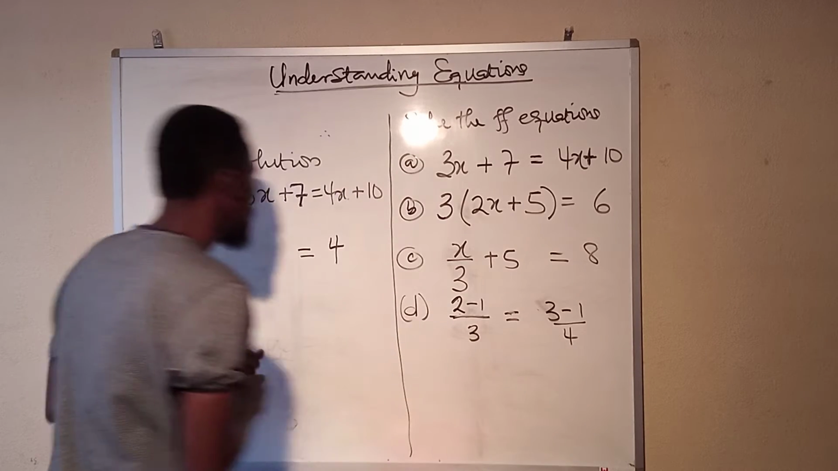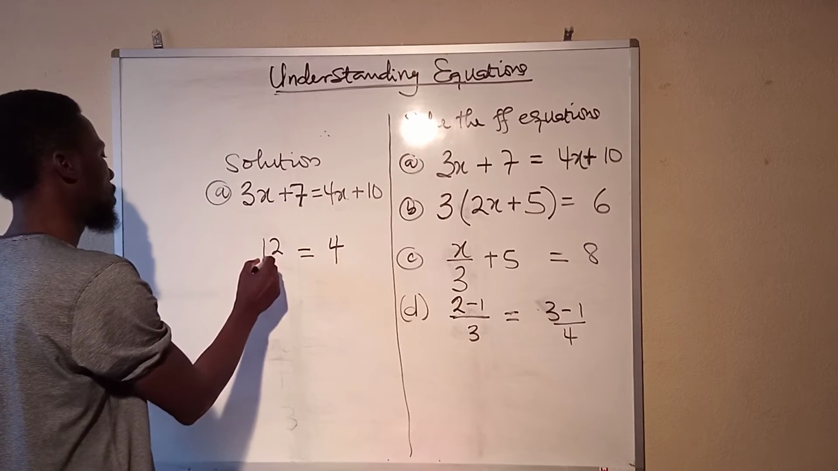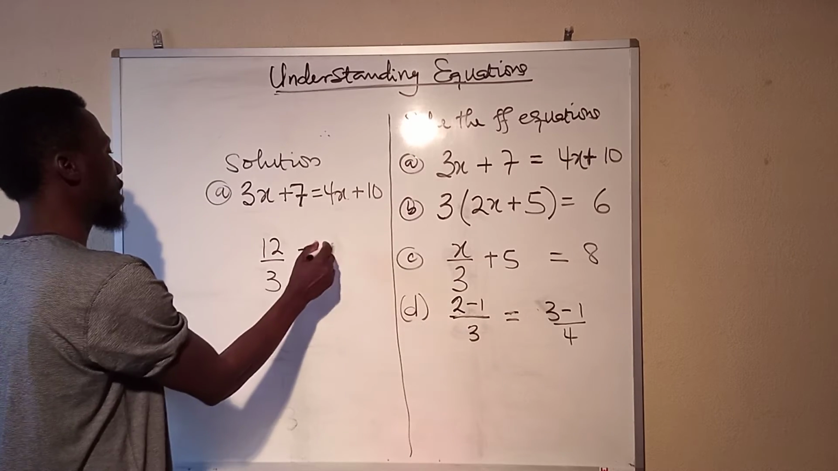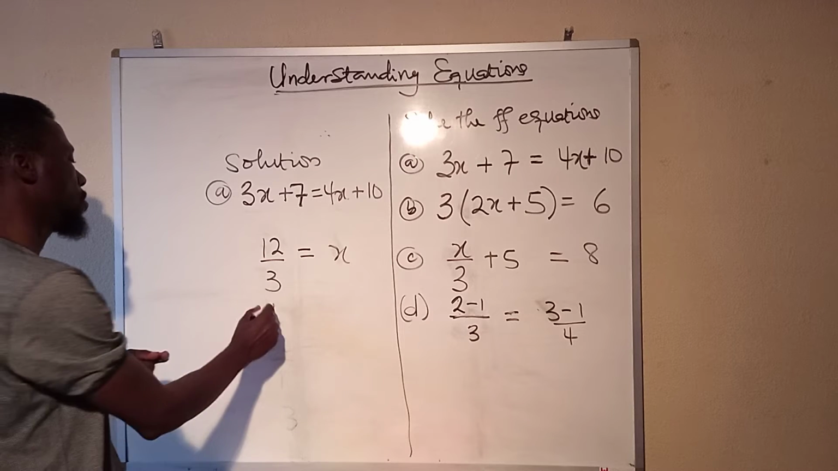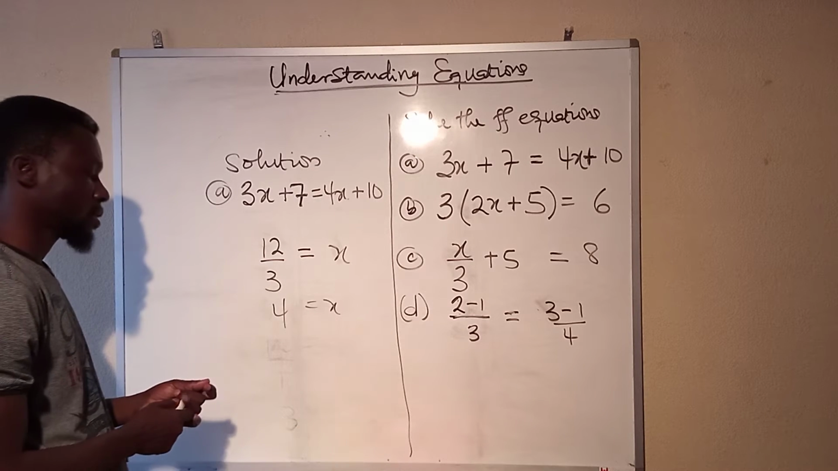All right, let's come here also and say that if I have 12 divided by 3 is equal to x, then of course I'm dividing. So 12 divided by 3 is 4. So 4 is equal to x. That's it. So that is it.